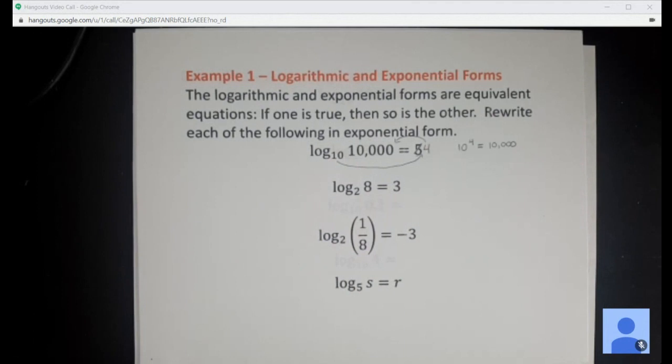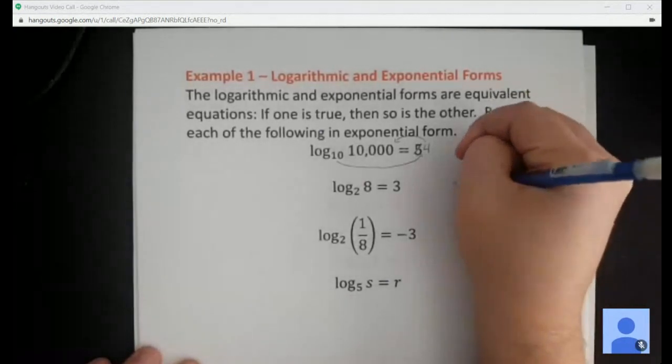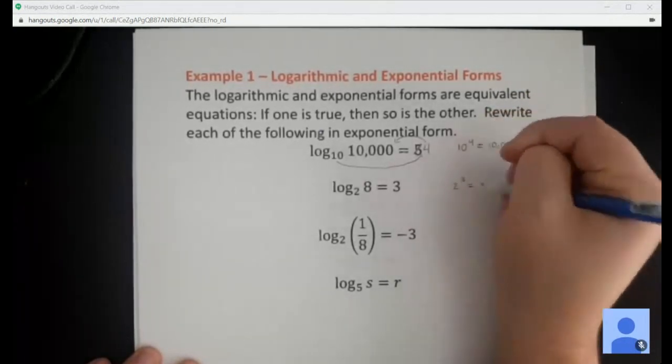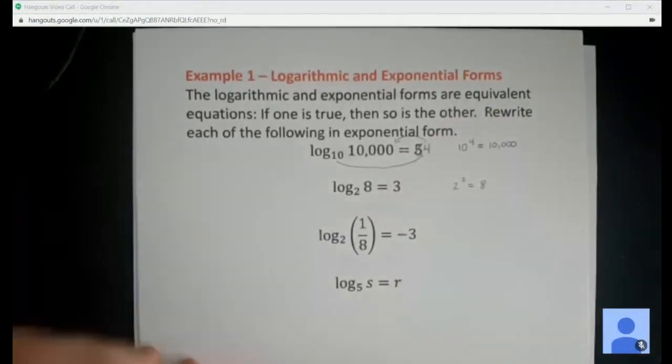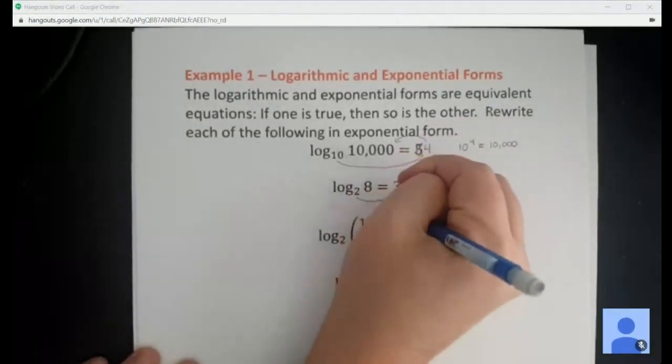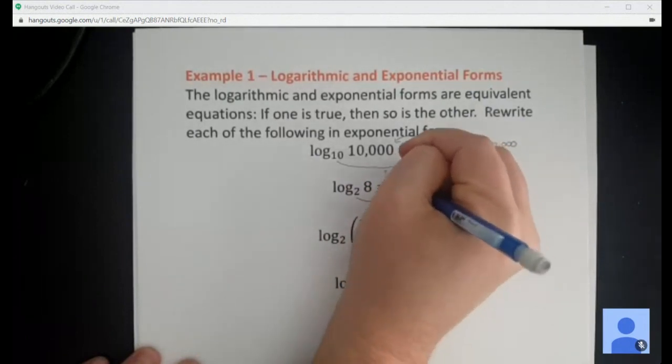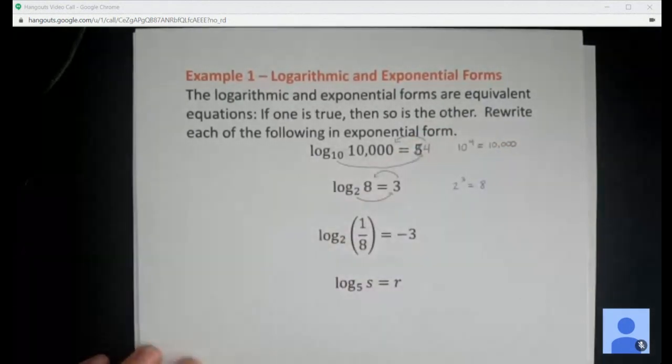All right. What about the next one? What would that equation look like? Okay, so we start with 2 to the 3rd power. And that should be equal to 8. Good. So just make sure you have the entire equation there, because we're taking 2 to the 3rd equals 8. Any questions on that one now?